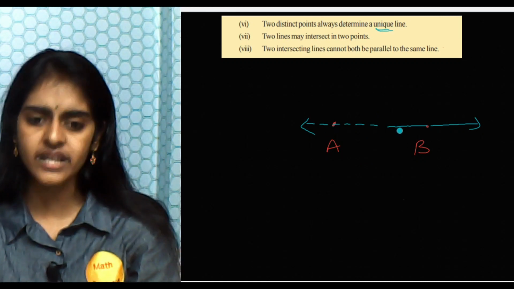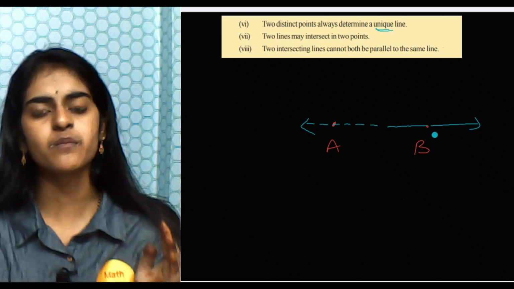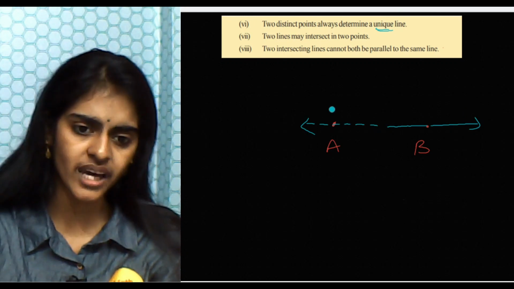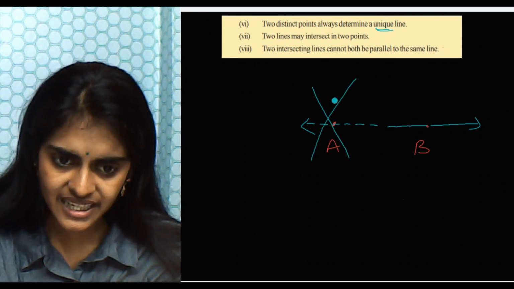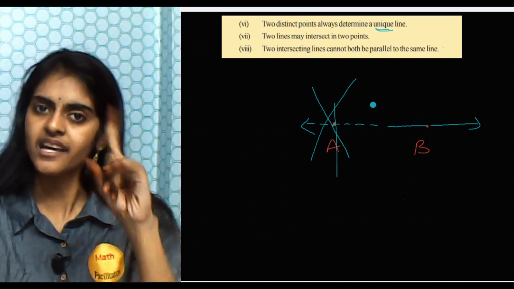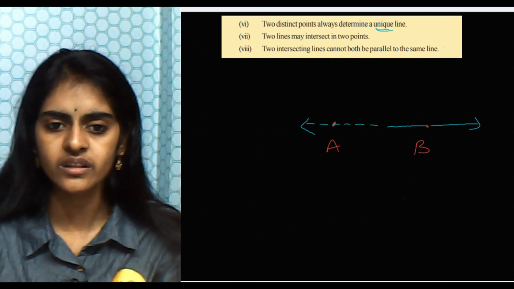Okay, so 2 distinct points. That means when you take 2 different points, from those 2 different points you can draw only a unique line. Unique line means one line. Now you can draw many lines from a single point, but joining these 2 points you can draw only one line. Are you getting it? Yes.